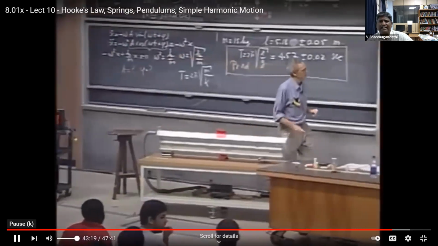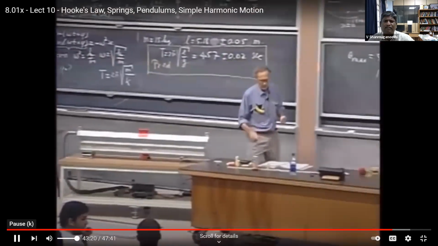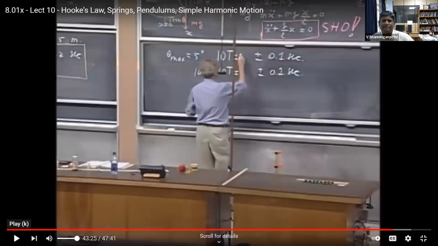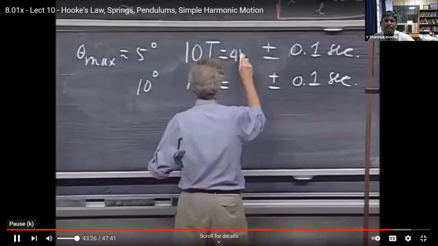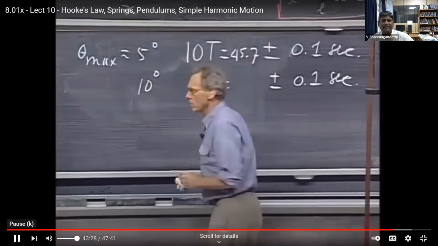45.7. So he took a 5 degree angle, and the swing happens 10 times. We give a plus or minus 0.1 second because we are doing this in an open environment. So he got the value 45.7 because the angle is 5 degrees.